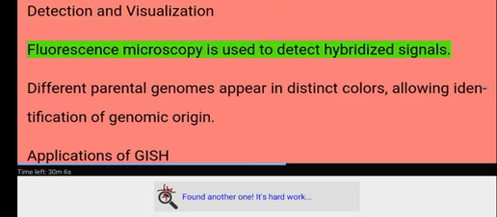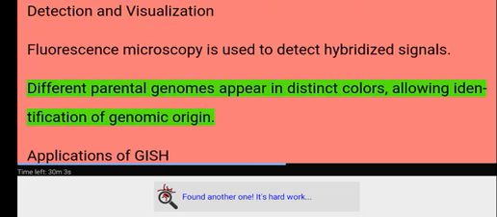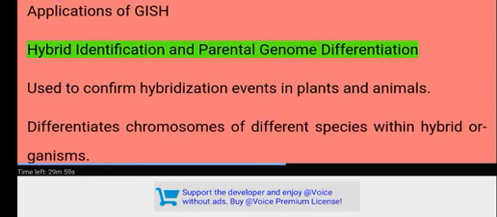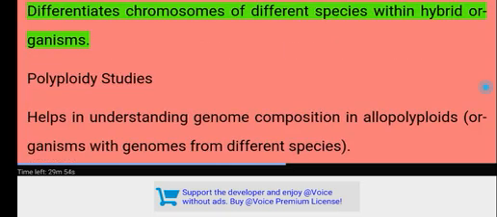Fluorescence microscopy is used to detect hybridized signals. Different parental genomes appear in distinct colors, allowing identification of genomic origin. Applications of GISH. Hybrid identification and parental genome differentiation. Used to confirm hybridization events in plants and animals. Differentiates chromosomes of different species within hybrid organisms.